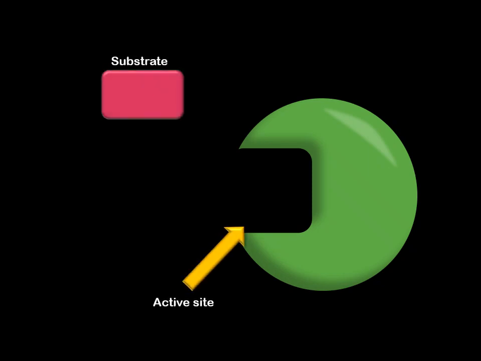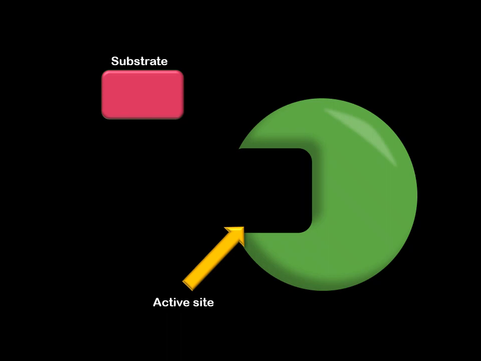Let's have a look at how enzymes work. As catalysts, enzymes speed up a specific reaction, but aren't used up by that reaction. So once it's complete, the enzyme will be free to start over again. Our enzyme, shown here in green, has a specific region called an active site, which is where the substrate, the molecules that the enzyme will work on, will bind.